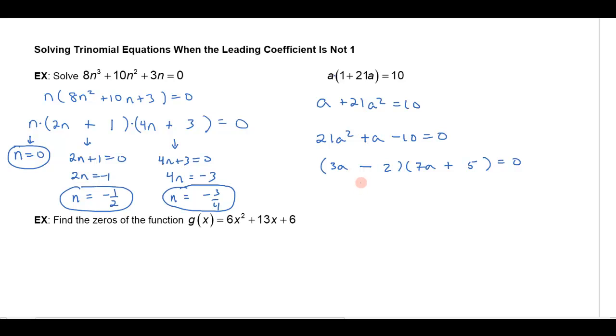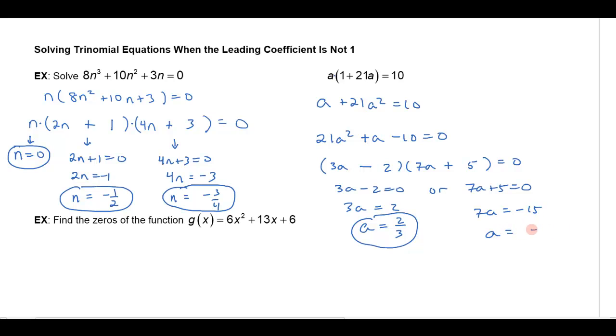Alright, so let's go ahead and set each of those equal to 0. I'll either get 3a minus 2 equals 0, or the 7a plus 5 equals 0. So 3a is 2 and a is 2/3. Or the 7a would be negative 5 and a would be negative 5/7. Okay?